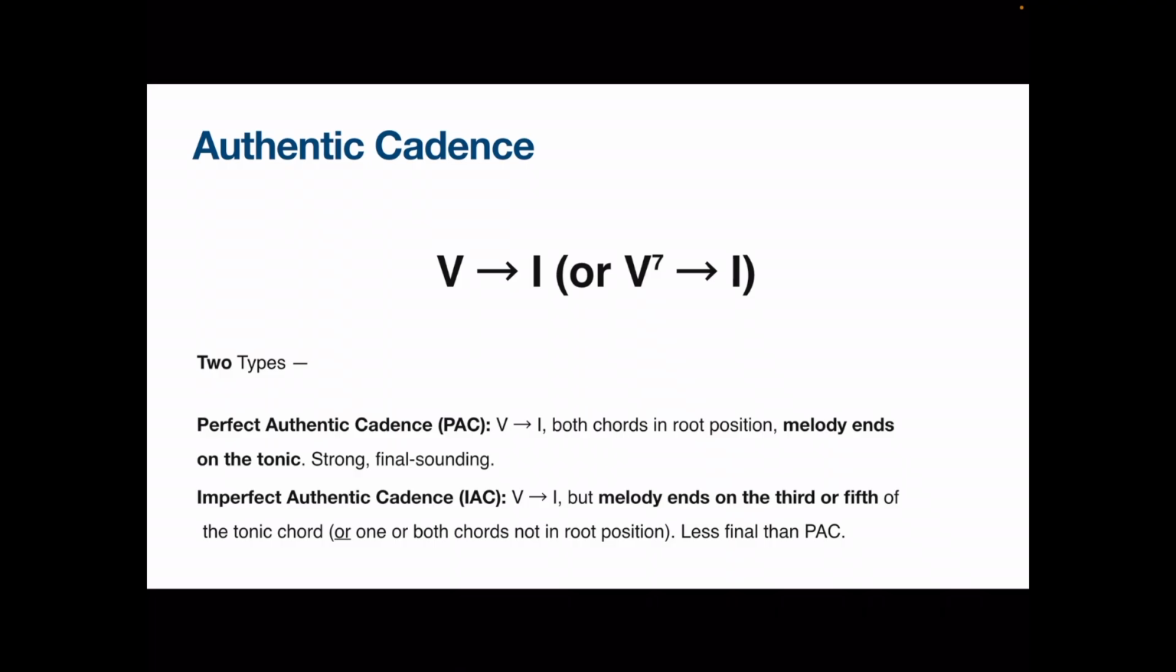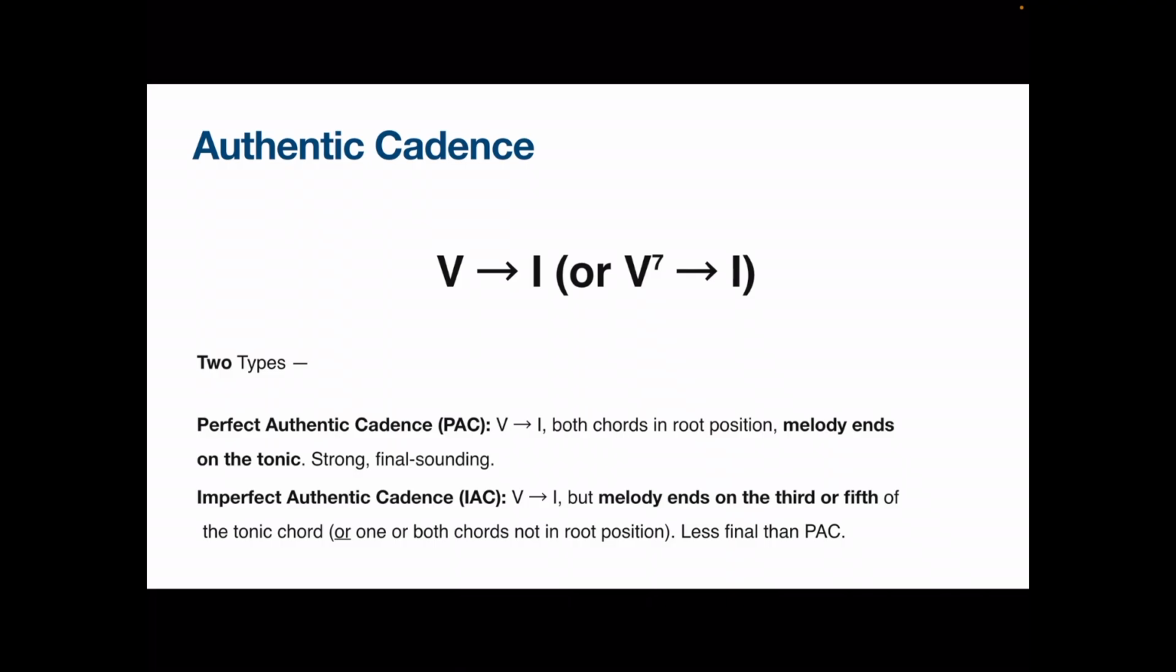So what's the difference between them? Well, for a PAC, both chords are in root positions. So we're dealing with just two chords, right? The 5 chord and the 1. And if the chord is root position, that means the 5 chord in the key of C major would have G in the bass, right? So that has to be the lowest note. So it will be something like this, so you can hear very clearly.